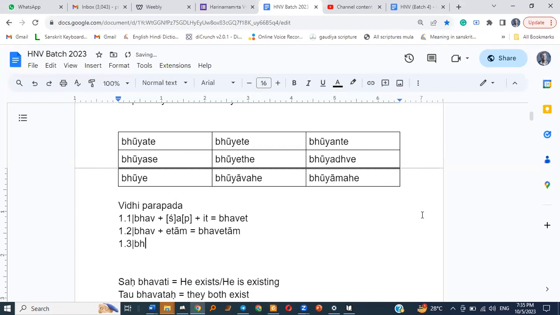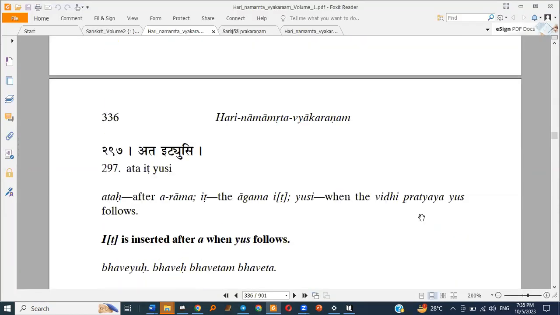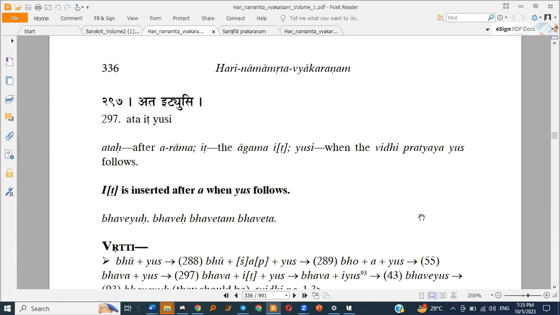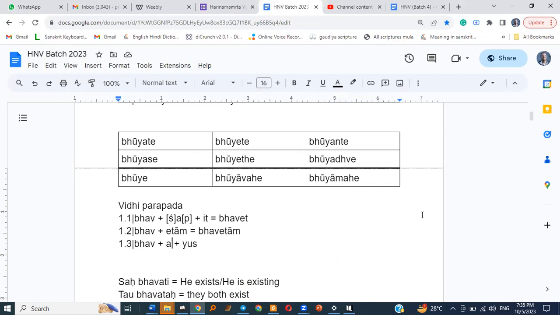One-three would be Shab Yus. Now here Yus is inserted after A Rama when Yus follows. So this is A and Yus is following. So we will insert it like this. Then Adva Midva would apply here.